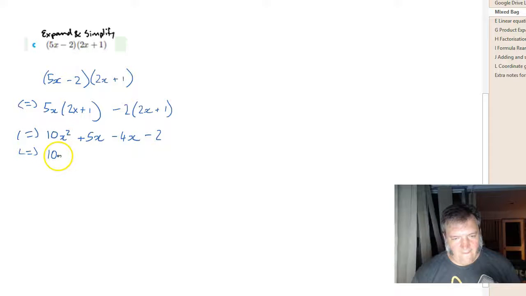10x squared. Remember, we can only add or subtract like terms. 5x and negative 4x are like terms. I've got 5 of them. I take away 4 of them. I'm left with just one of them. 10x squared plus x minus 2. And we're done.